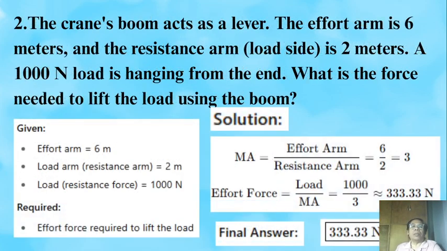Next, number 2. The crane's boom acts as a lever. The effort arm is 6 meters and the resistance arm, the load arm, is 2 meters. A 1,000 load is hanging from the end.